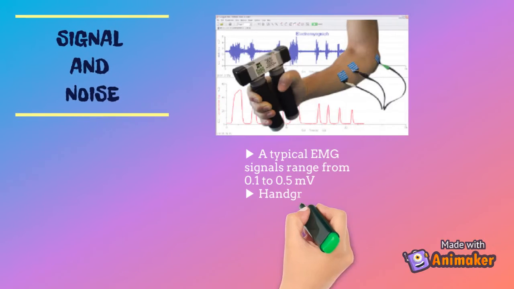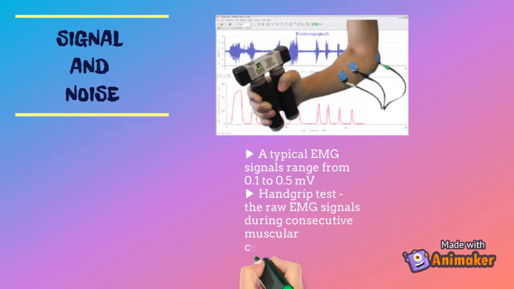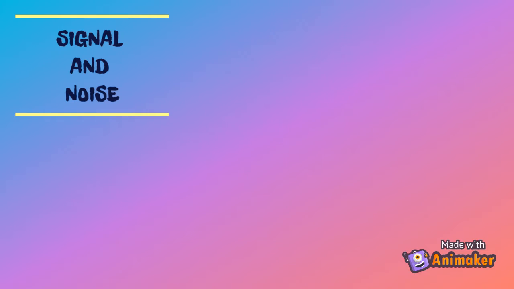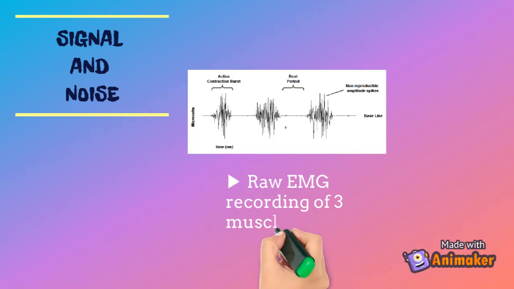Signal and noise. Typical EMG signals range from 0.1 to half a millivolt. Hand grip test, the raw EMG signals during consecutive muscular contractions. Raw EMG recording of 3 muscle contraction bursts.